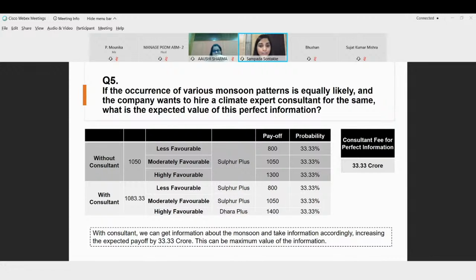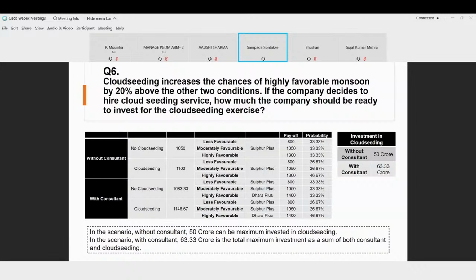Yeah, so then there was another situation: cloud seeding increases the chances of a highly favorable monsoon by 20% above the two conditions. So if the company decides to hire a cloud seeding service, how much should the company be ready to invest? Actually, here we had a bit of confusion about whether we were supposed to consider the previous question and build upon that, or consider it as an independent scenario. So we have tried to look at both scenarios, where we go without consultant, with consultant, and cloud seeding, and without cloud seeding as well.